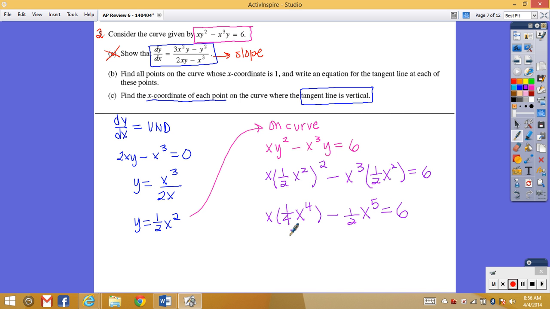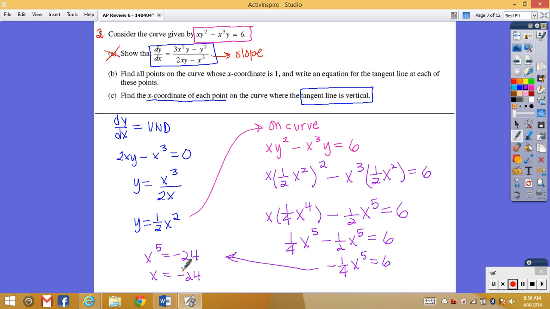So we end up with 1/4 x to the 5th minus 1/2 x to the 5th equals 6. So I get, looks like negative 1/4 x to the 5th equals 6. Hopefully I didn't make a mistake here. So x to the 5th is equal to negative 24. I believe this is correct. x is equal to negative 24 to the 1/5 power, which is okay because it's an odd root, or the 5th root of negative 24. And they only asked me for the x coordinate, so that would be enough.